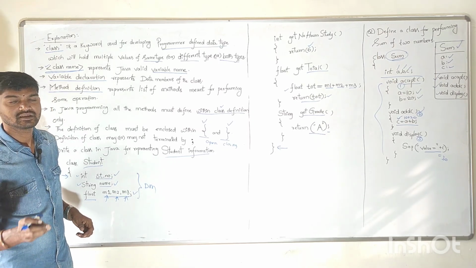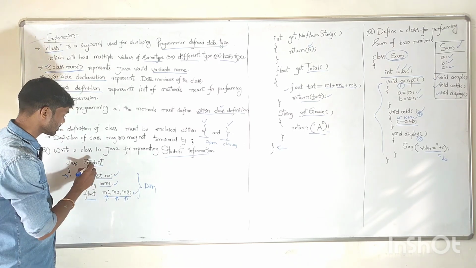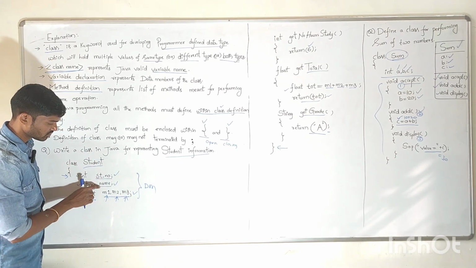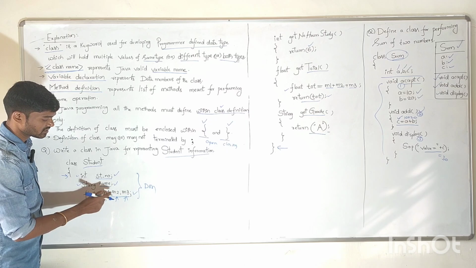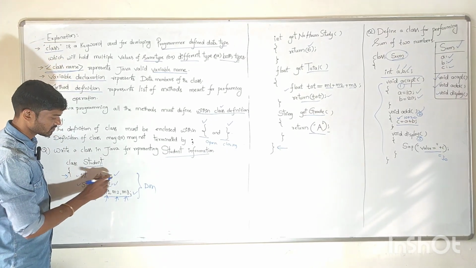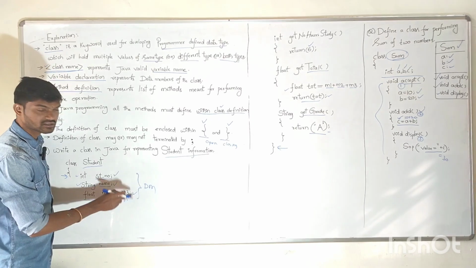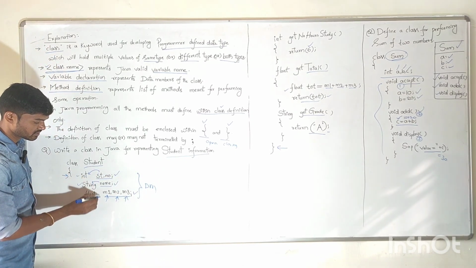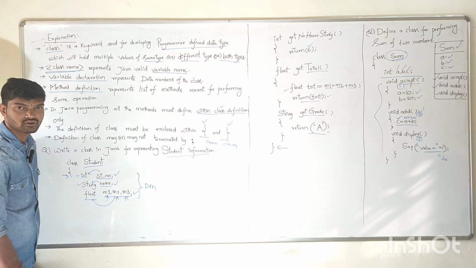A class is some collection of data members and methods. If you take some student class, every student contains some student roll number, student name, and some marks like M1, M2, M3. Assume there are 3 subjects only. Student roll number is of type integer, student name is of type string, marks is of type float.